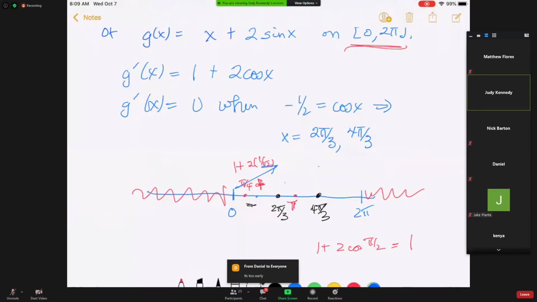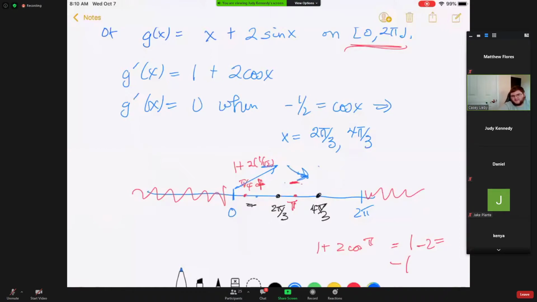1 plus 2 cosine of pi, well, that's equal to 1 minus 2, which is minus 1. Okay, so that's negative, and that means the function is decreasing on that interval. All right, and then finally the last interval. What's a number between 4 pi over 3 and 2 pi? Can somebody give me one? 3 pi halves? Yeah, I think that would work. 3 pi over 2.